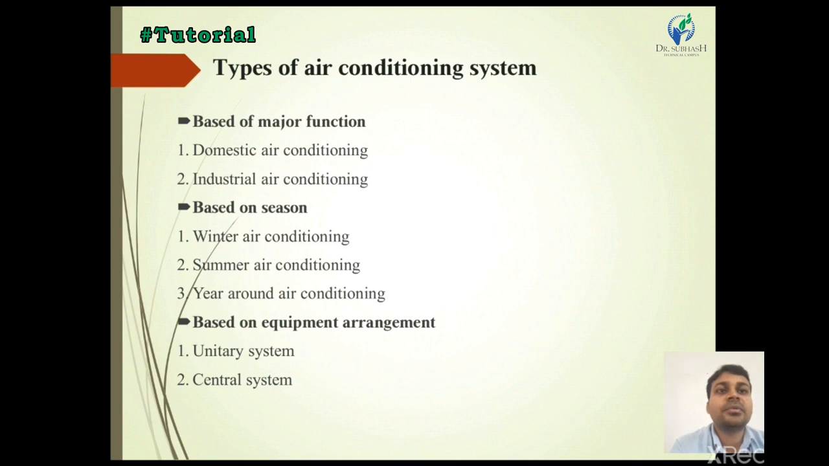There are different types of air conditioning systems. First, based on function: domestic air conditioning system and industrial air conditioning system. Second, based on season: winter air conditioning system, summer air conditioning system and year round air conditioning system. The third is based on equipment arrangement: unitary system and central system. We will define those based on season: winter, summer and year round.